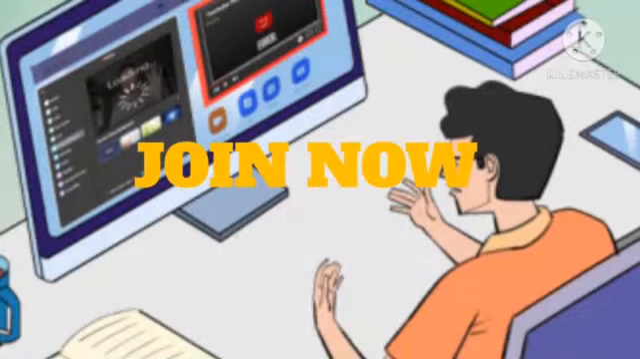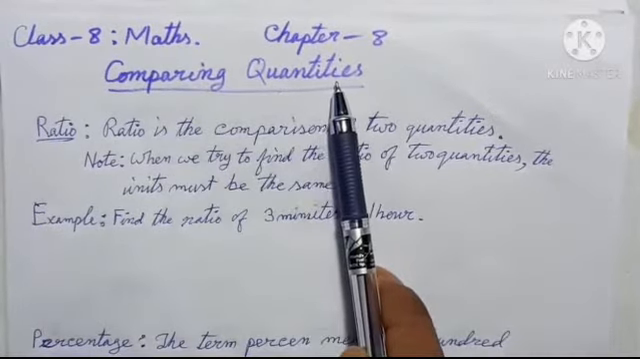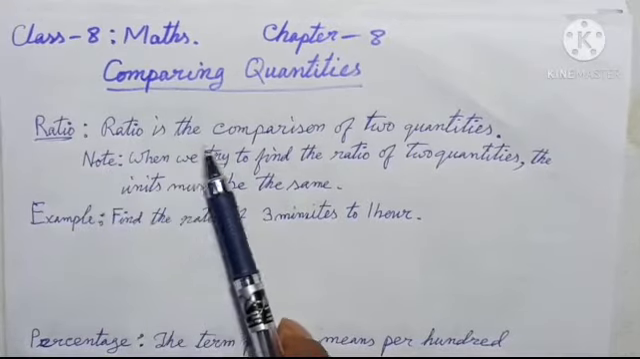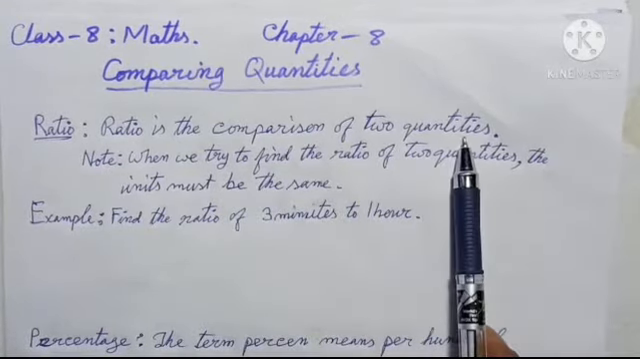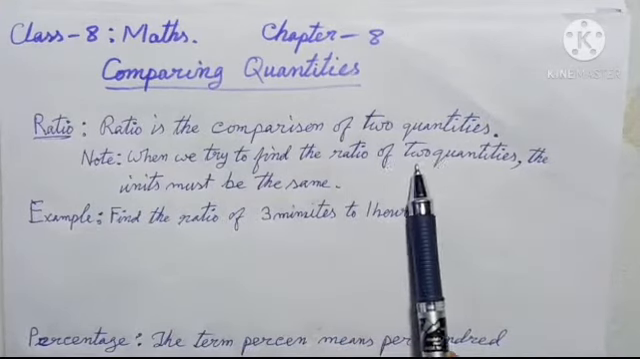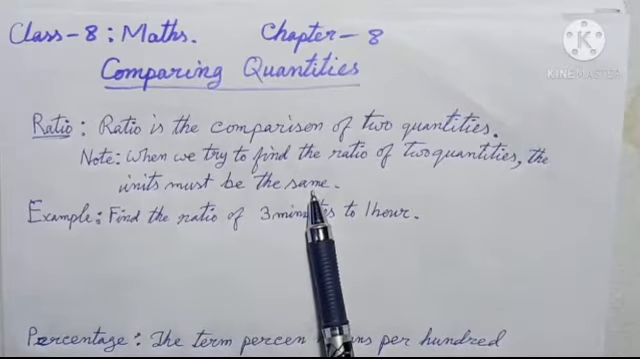In the last session, we have finished chapter number 7, cubes and cube roots. Today, let's learn part 1 of chapter number 8, comparing quantities. First, let's try to understand what is ratio. Ratio is the comparison of two quantities. Note, when we try to find the ratio of two quantities, the units must be the same.